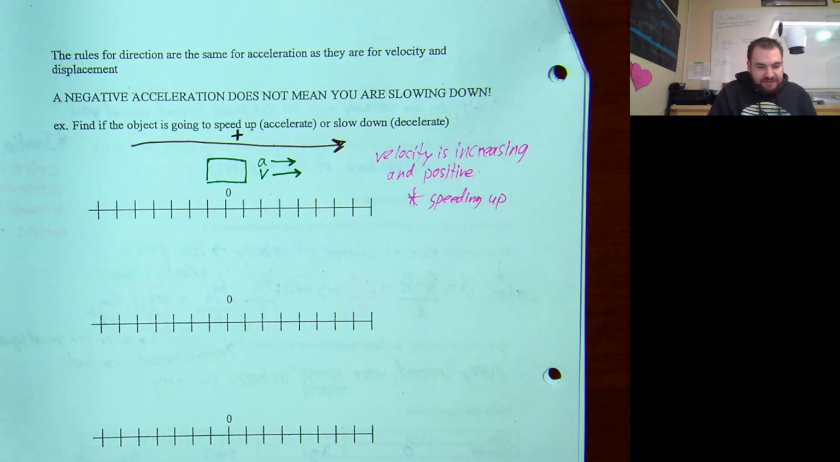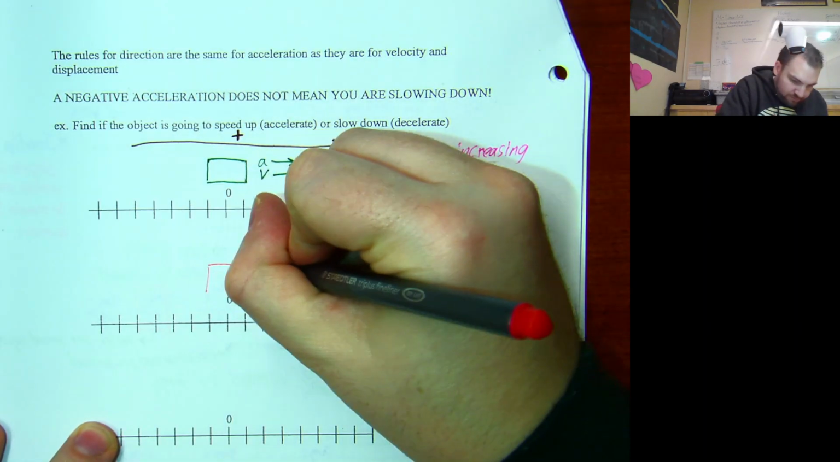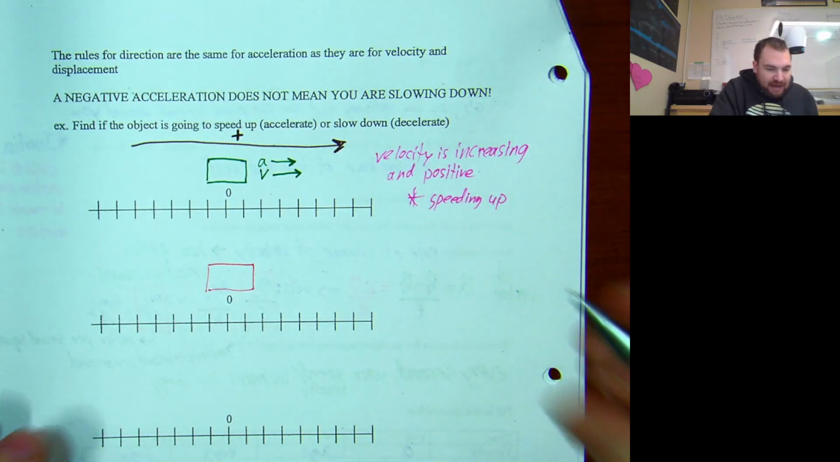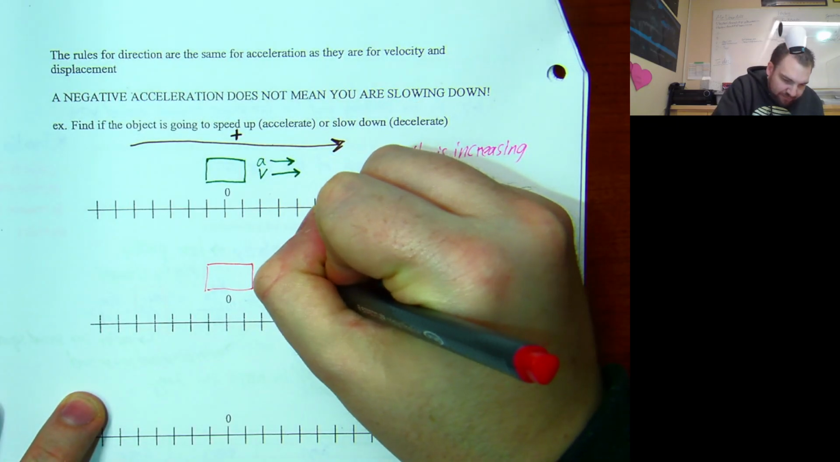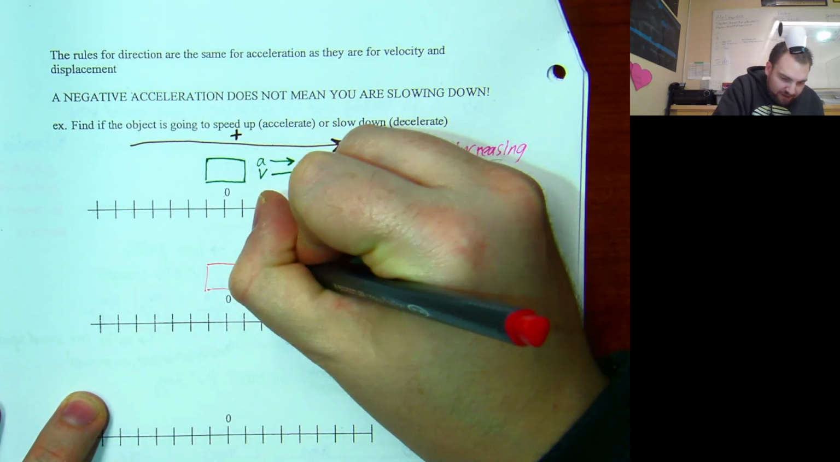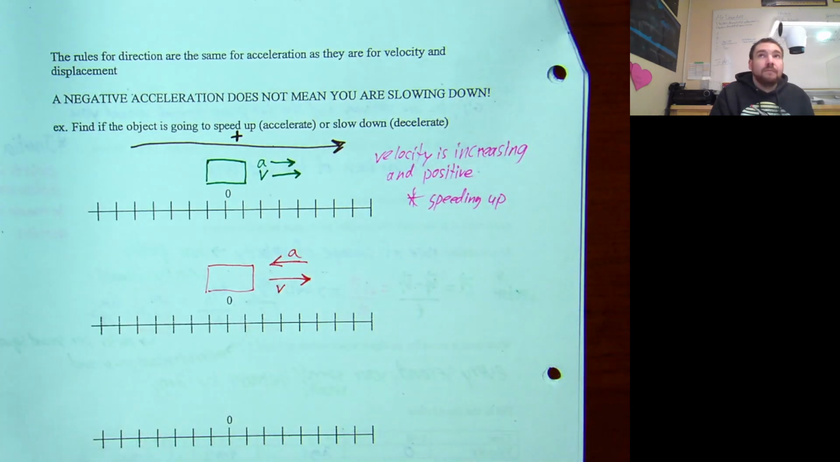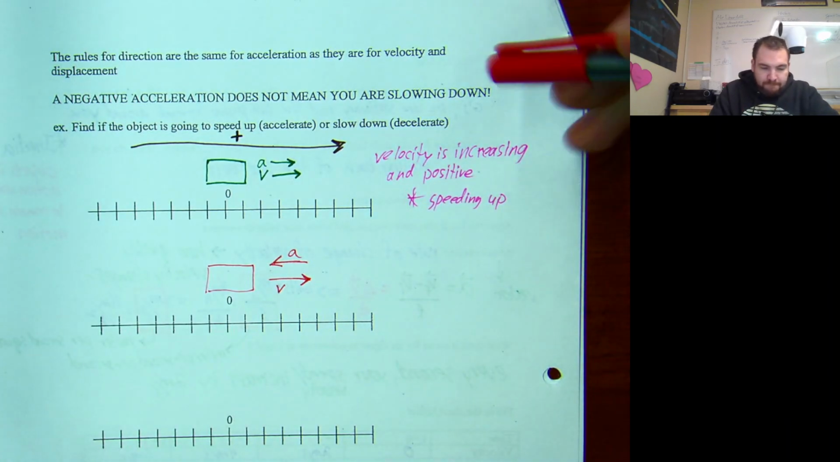Cool. What if I have this? Let's use a different color. We'll go to red. I got my block again. I've got a velocity this way, and I've got an acceleration this way. What does that mean?